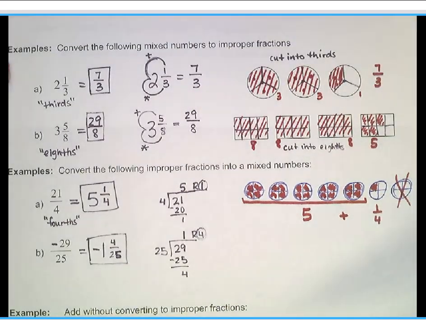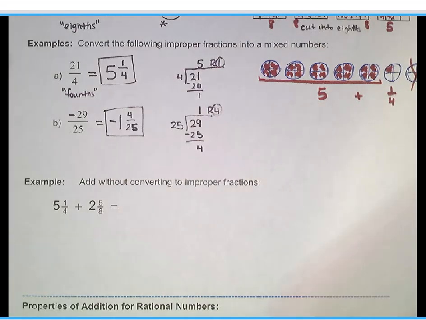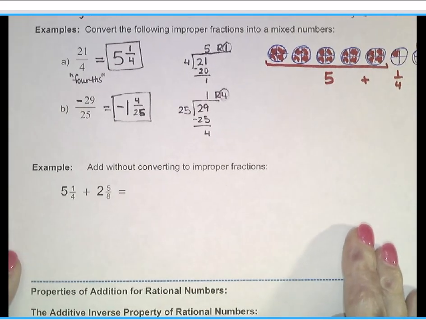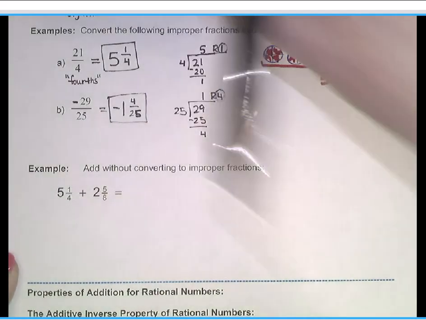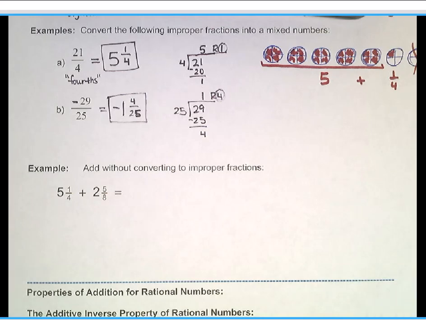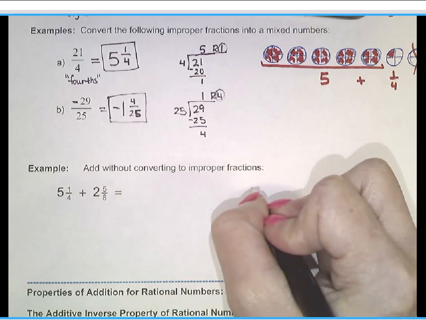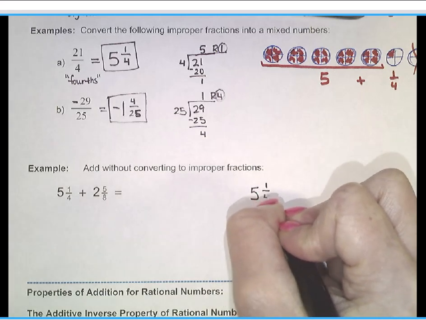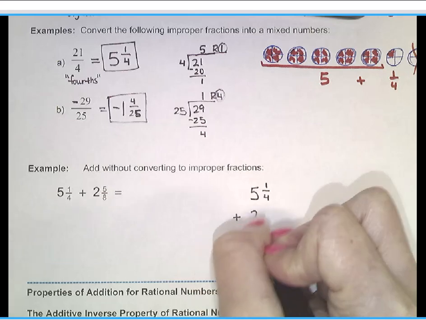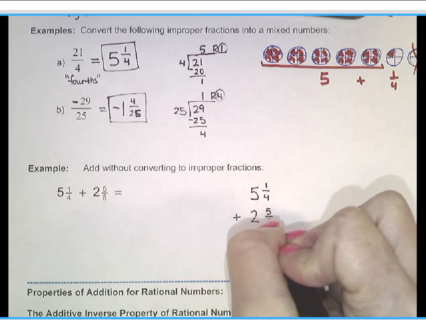Now one more thing we're going to do is we are going to add, but we're going to keep everything as mixed numbers, and we're going to practice adding without converting to improper fractions. It's actually, I think, easier if you'll leave them as mixed numbers and add them as mixed numbers. So I prefer, when I'm adding mixed numbers like this, to stack it up like I would whole numbers. So I'm going to put 5 and 1/4, and I'm going to add it to 2 and 5/8.